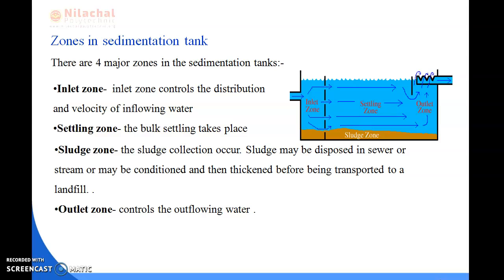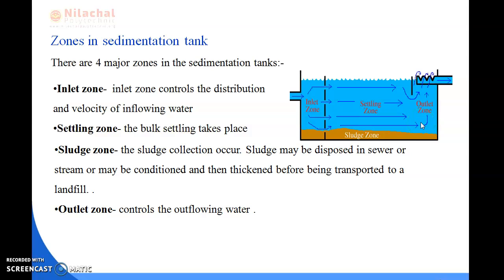Next we will read about the zones in the sedimentation tank. There are four major zones: the inlet zone, settling zone, sludge zone, and outlet zone. You can see here the diagram of the zones in the sedimentation tank. This is the inlet zone, this is the settling zone, this is the sludge zone, and this is the outlet zone.